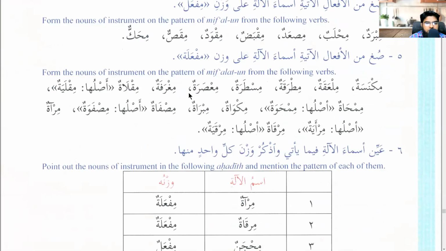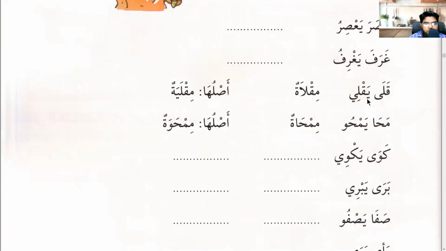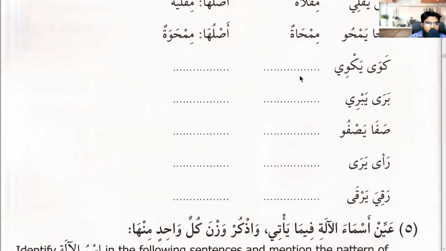Maha yamhu is to erase, so it became mimhatun. It was actually mimhawatun. Again, waw mutaharrik with a fatha and ha before it with a fatha, so you change it to an alif. Mimhatun. You can see the answers also: mi'asara, mighrafa, miqlatun, mimhatun, mikwatun. Then kawa yakwi, mikwatun. Same thing.